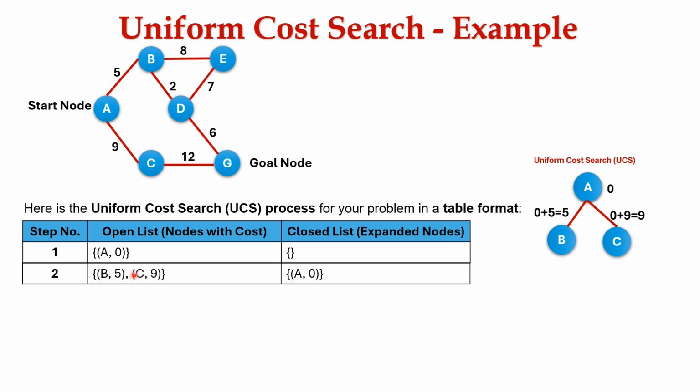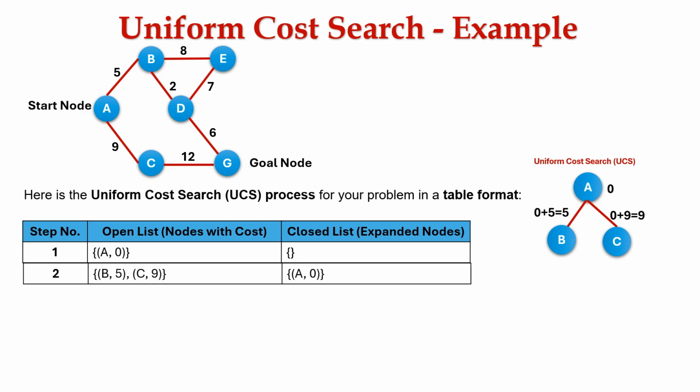That is, from A to B, the cost required is 5 and from A to C, the cost required is 9. Since node A is expanded, now it can be moved to the expanded nodes, that is the closed list. Since we are using priority queue, the neighbor nodes which are added to the open list are always in ascending order based on the cost. In step 3, we need to expand the node B, since node B has the lowest cost value.